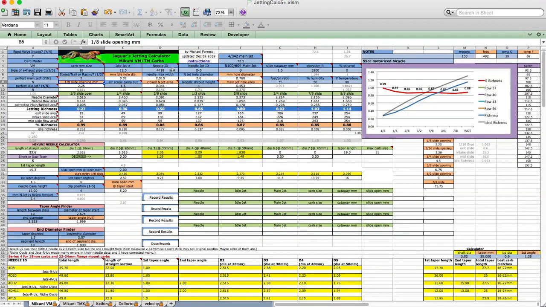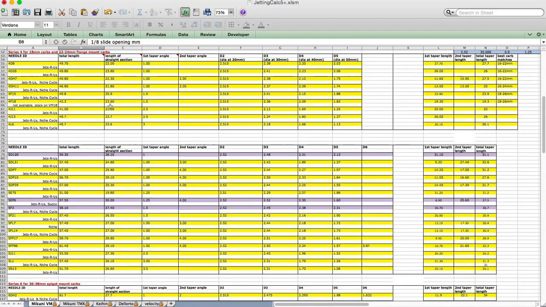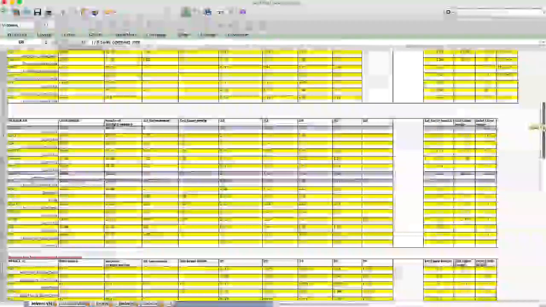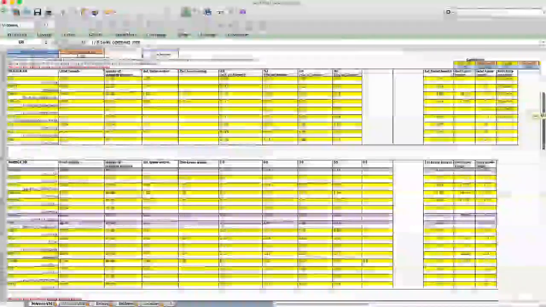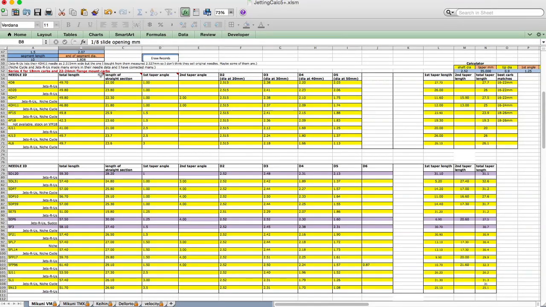When you enter the needle ID, it will look for that in the data section below. It will look through all of these needles here, and when it finds it, it uses that data for the calculations. And if you misspell it, it won't find it.